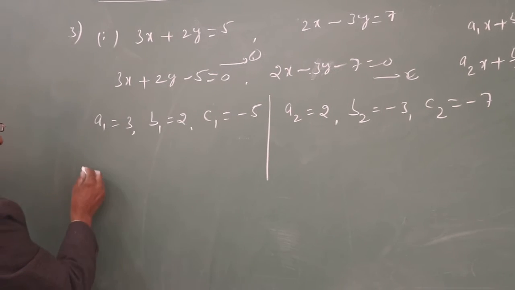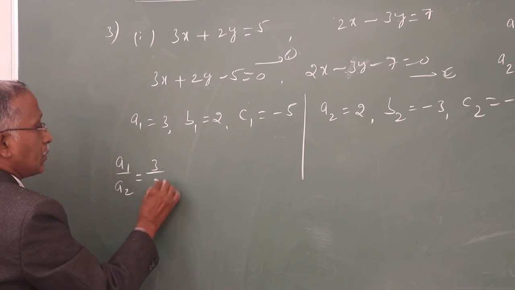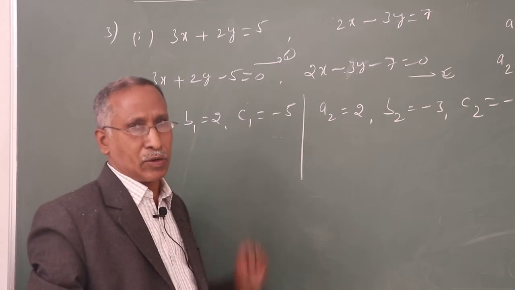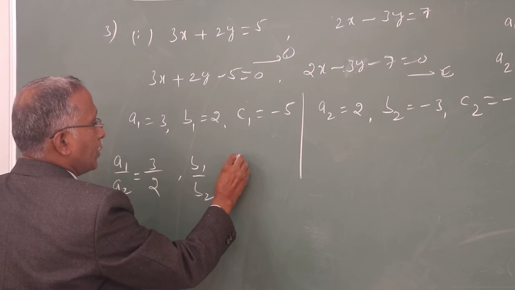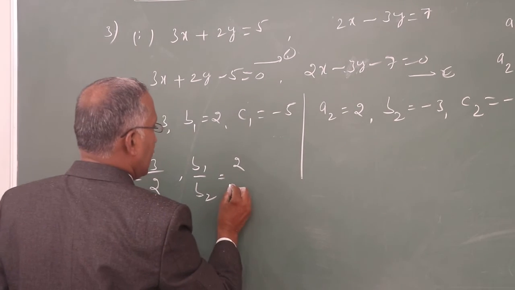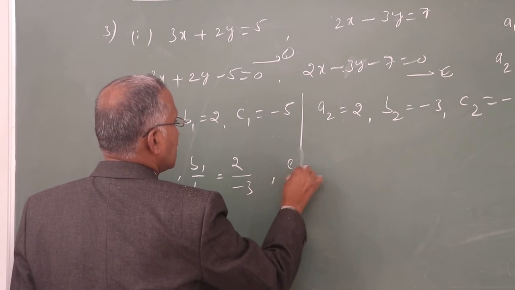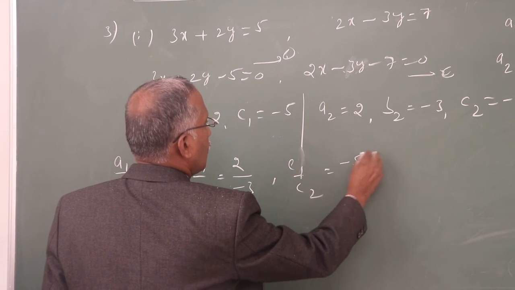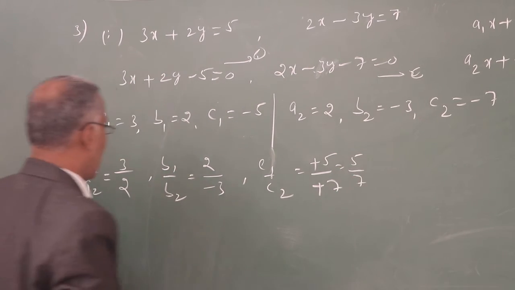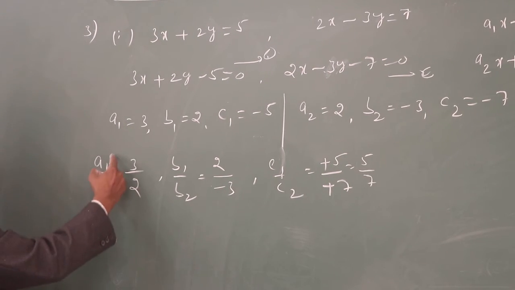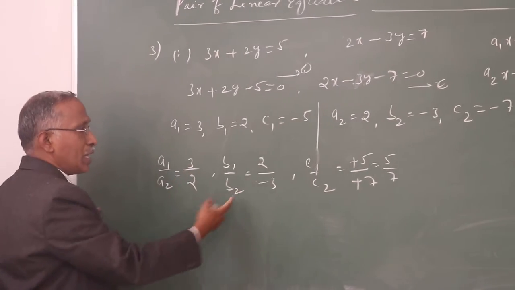You know the conditions. a1 by a2 is how much? Let us see. a1 is 3. a2 is 2. a1 by a2 is equal to 3 by 2. Next, b1 by b2. b1 is 2. b2 is how much here? Minus 3. Later, c1 by c2 is equal to minus 5 by minus 7. Minus gets simplified. 5 by 7. Look at this now. Condition a1 by a2 equals 3 by 2. b1 by b2 equals 2 by minus 3.